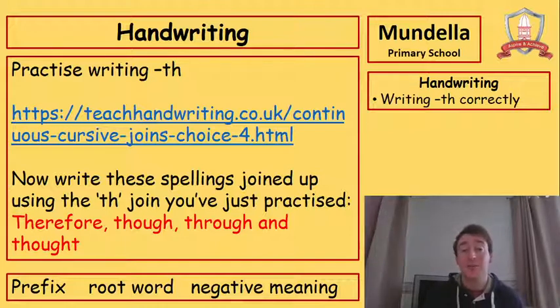Okay, so we'll have a look at how that's done, and then afterwards what I would like you to do is come back to this slide in the video, and then you've got these red words here. I'd like you to write these down in your neatest continuous cursive handwriting. So you've got therefore, though, through, and thought. Okay, let's have a look at the join first, and then you can come back and then write those words out neatly into your books.